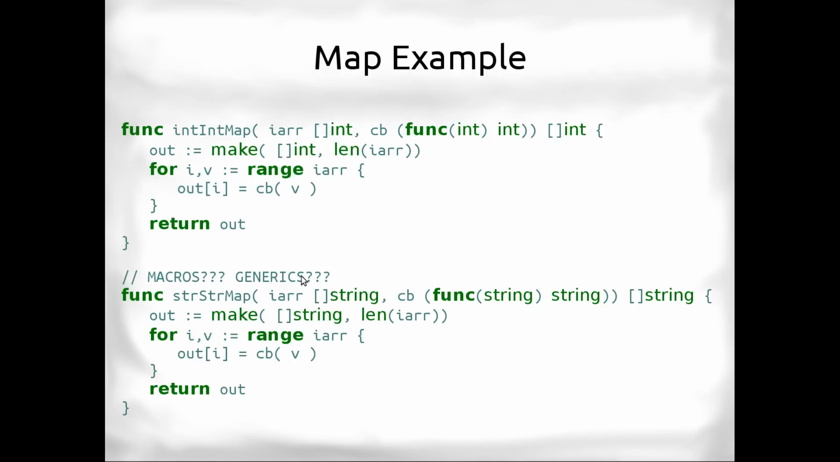Now, what if we wanted to do another type? Well, for string, we've got to do the same thing. We're basically repeating code. It's totally uncool, mostly because the type system doesn't have generics, so it's pretty awkward.